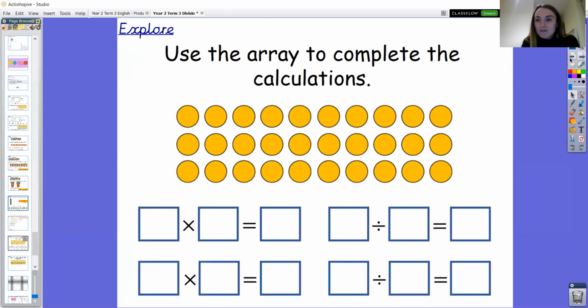Okay, let's have a look at exploring step 2 together. So it says use the array to complete the calculations. So let's have a think. We need to write a fact family here. And this fact family is made up of 2 multiplications and 2 divisions. So I wonder if you can pause the video here to explore the array and see if you can write the fact family to represent the array.